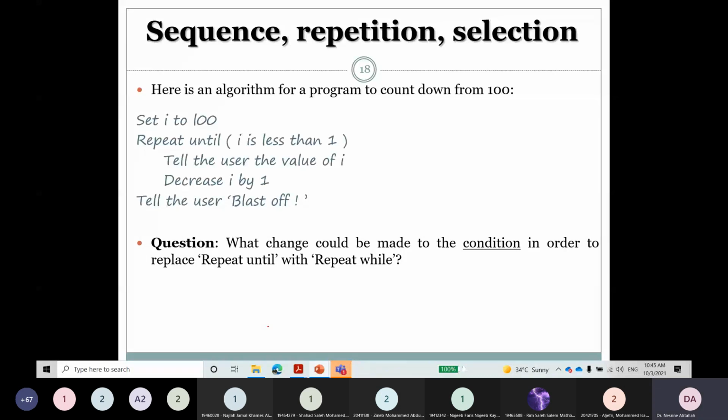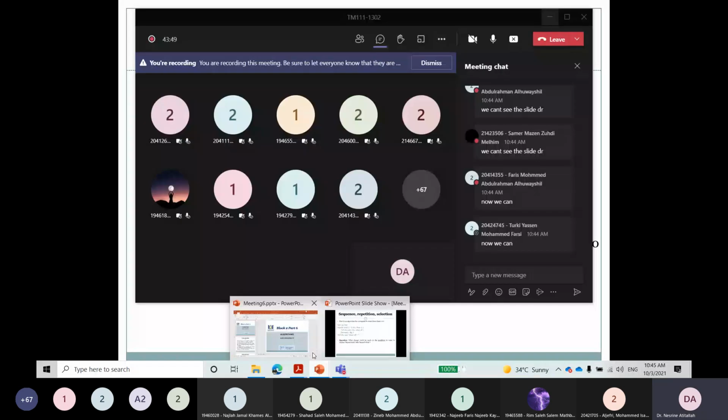You cannot see the slide? Why? I didn't make any changes. Now you can see it.